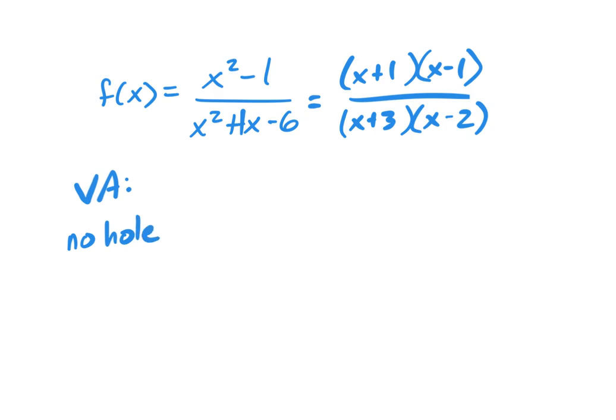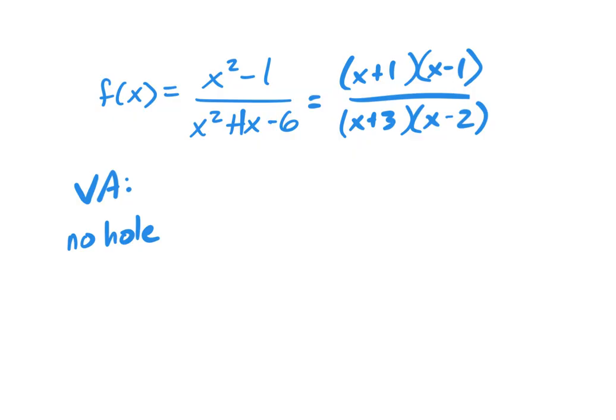Okay, once again, there's no hole, and there's no hole because the factors on top and the factors on bottom are different. If I had an x plus 1 here and an x plus 1 here, then I'd have a hole at x equals -1. I'll show you one that has a hole here in just a second, but this one has no holes.